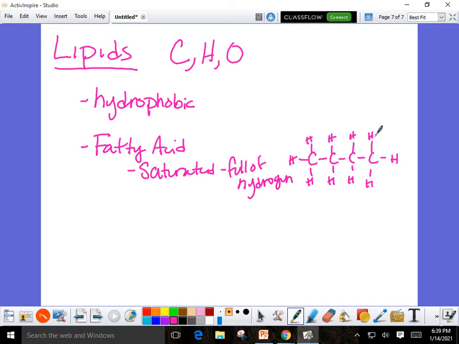Carbons can only form 4 bonds. All 4 of their bonds are taken on here. So it's fully saturated, it has tons of hydrogen. The other type is unsaturated. And as the name suggests, and as you probably figured out, that means it is not full of hydrogen.